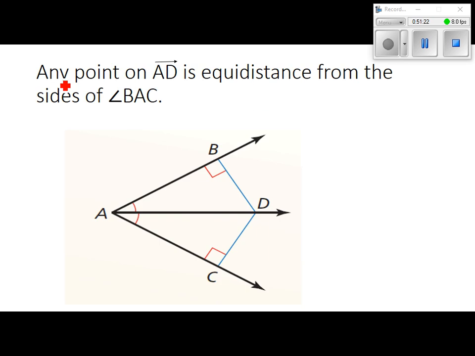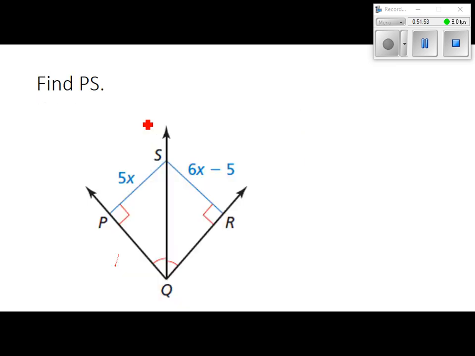All right. Any point on ray AD is equidistant from the sides of angle BAC. So again, to be able to say a distance, these gotta have right angles here. If I was just to draw something like this, do we know for sure that those are the same length? They gotta be right angles where they come together to meet the sides. But on this one, since they both have right angles there, we know that those two have to be congruent every single time.